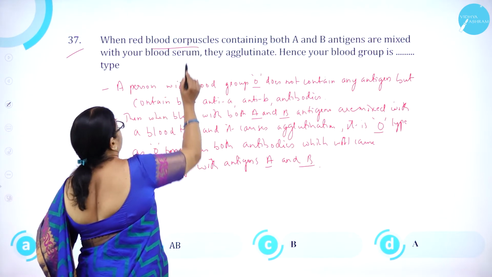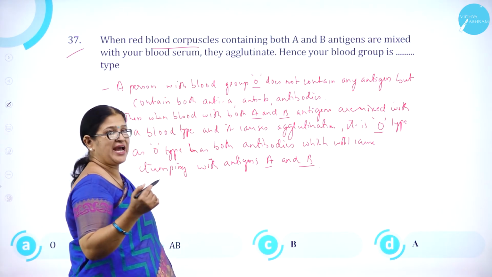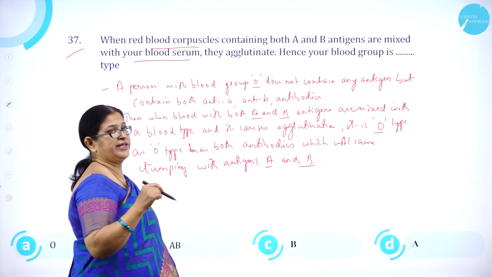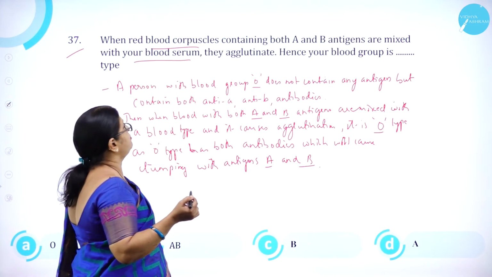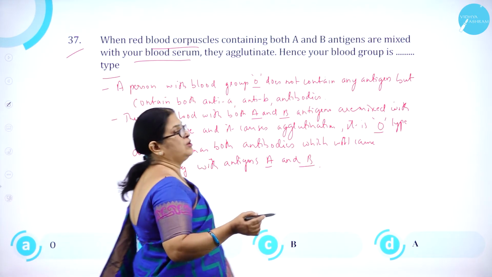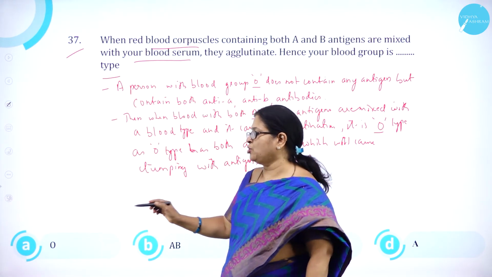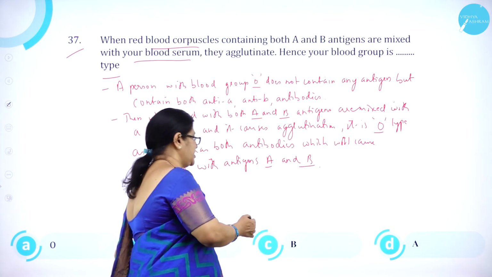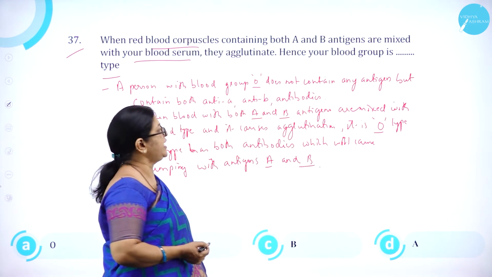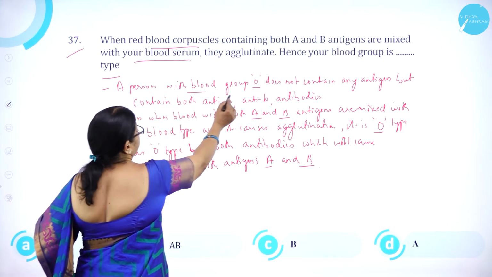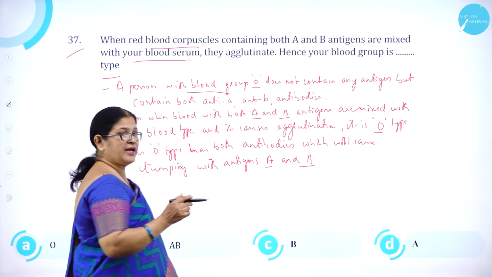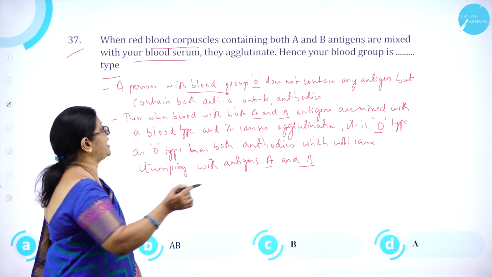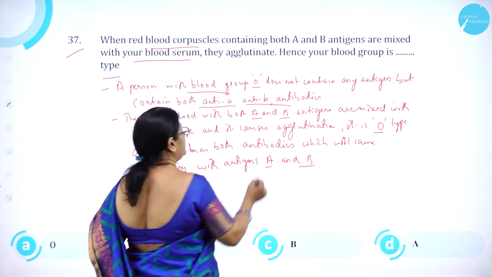When red blood corpuscles containing both A and B antigens are mixed with your blood serum, they agglutinate, they clot, they clump. Hence your blood group is dash type, that is: option A, O; option B, AB; option C, B; and option D, A. A person with blood group O does not contain both the antigens A and B, but it contains both the antibodies, antibody A and antibody B.